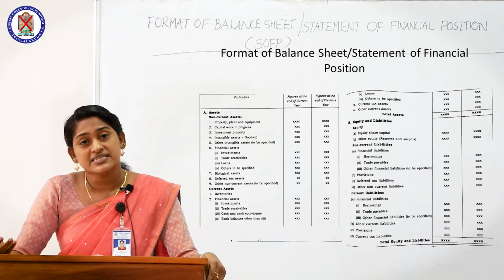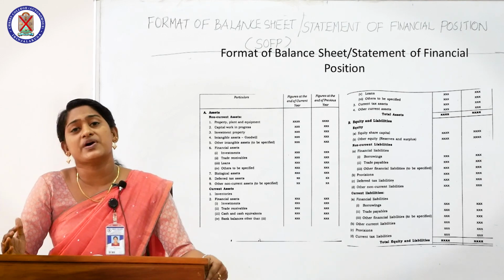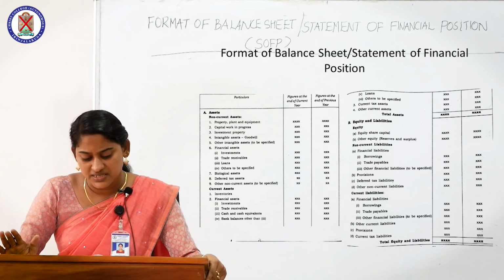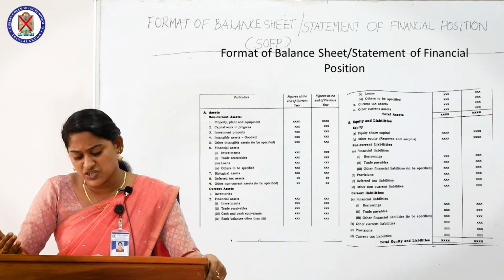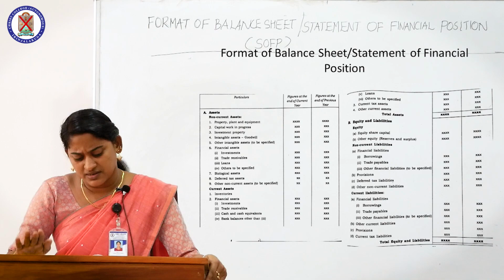Then next one is trade payable. Trade payable is the amount billed to the company by its suppliers. Then the next one, other financial liability. If there is any bank loan, it should be mentioned in the section.